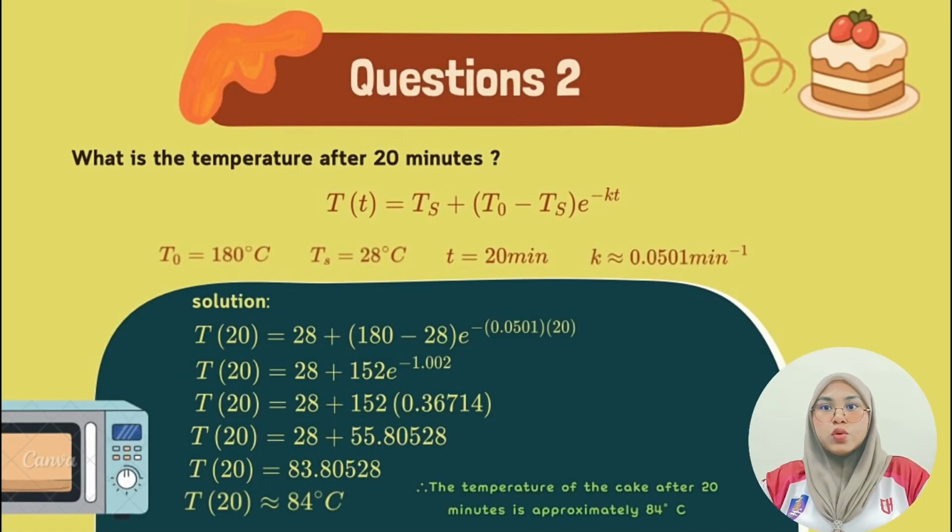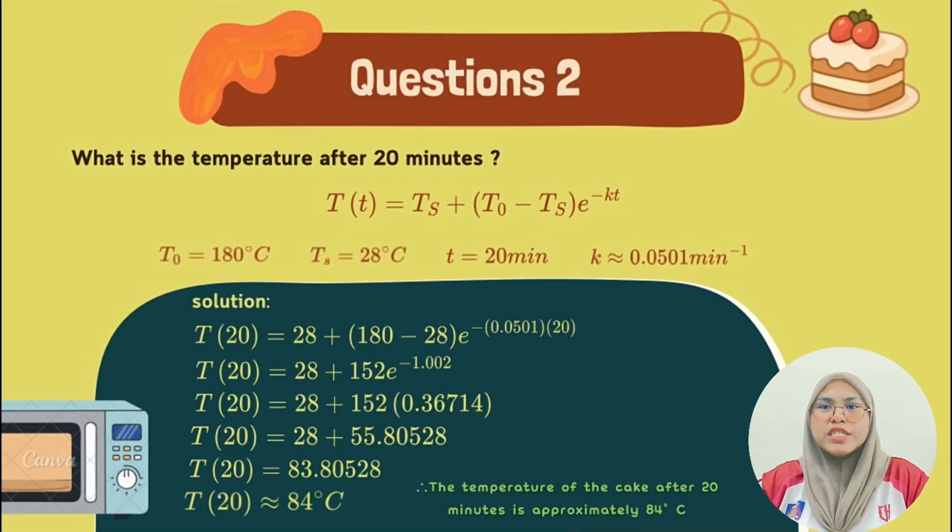Question number 2. What is the temperature after 20 minutes? For this question, we use the general solution of Newton's law of cooling or warming, which is T(t) equal to Ts plus (T0 minus Ts) e to the power of negative Kt, where T0 is 180 degrees Celsius, Ts is 28 degrees Celsius, K is 0.0501 and t is 20 minutes.